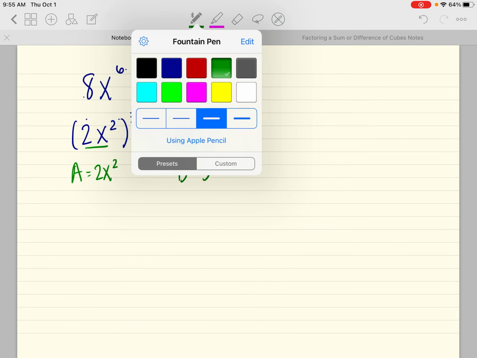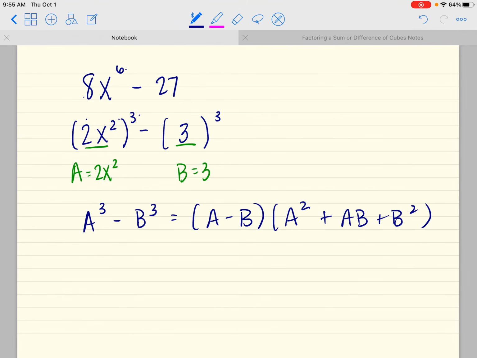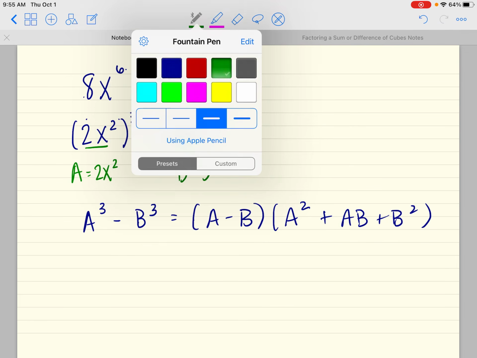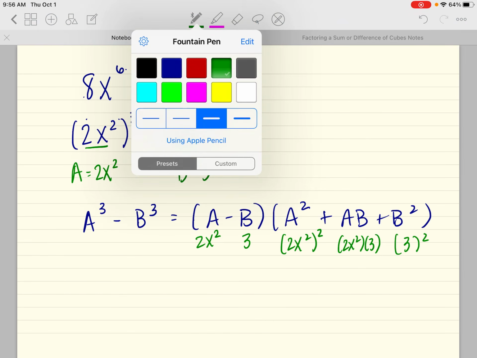So my formula says that a cubed minus b cubed is going to equal a minus b times a squared plus ab plus b squared. Well, a, I just said, was going to be 2x squared, so that means a 2x squared would have to go here. B, I said, was 3, so a 3 would have to go here. A squared means 2x squared would have to be squared. A times b means 2x squared would have to be multiplied by 3. And then b squared means 3 would have to be squared.